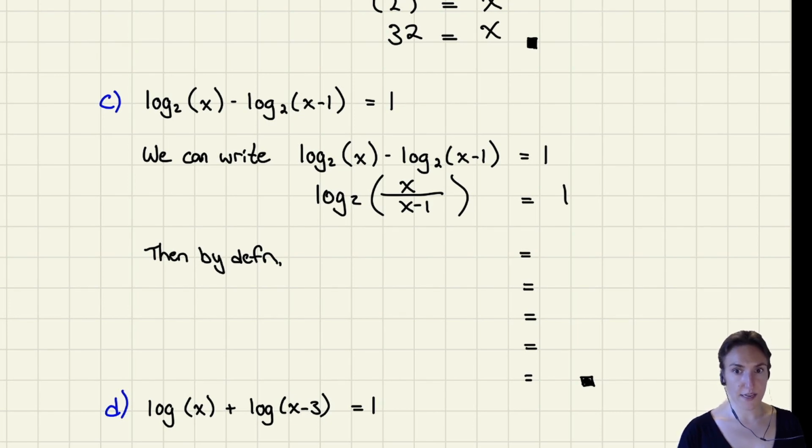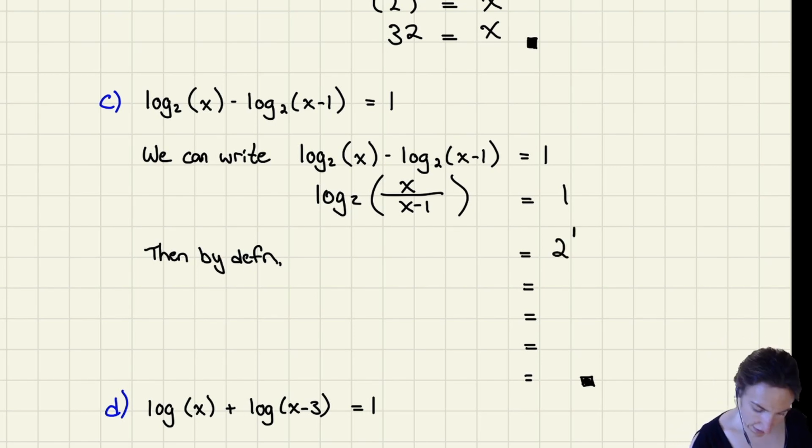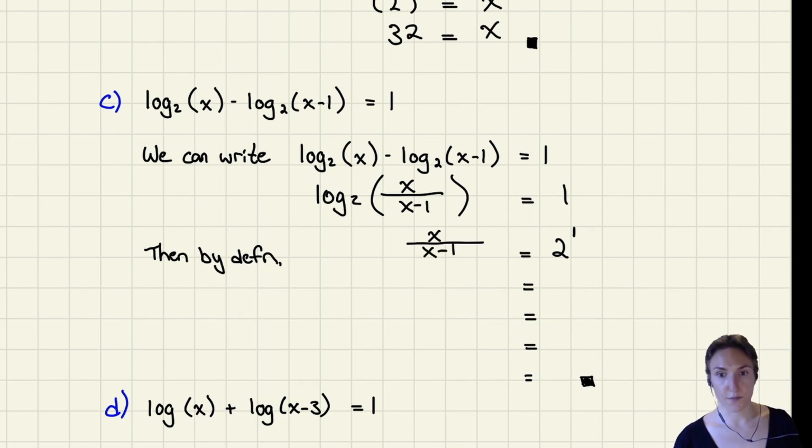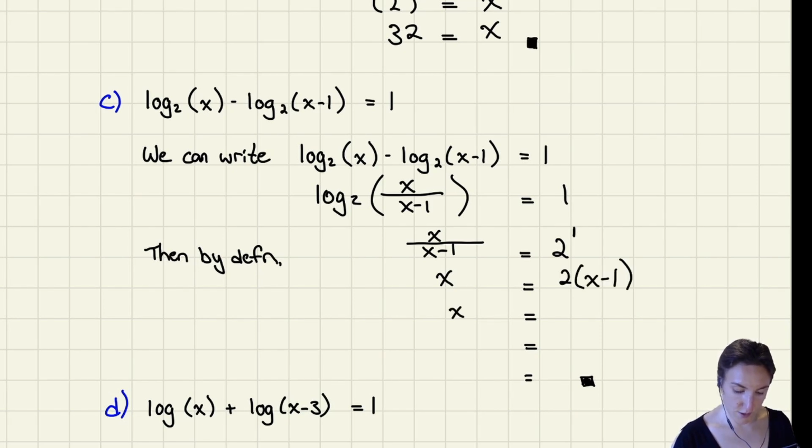So what is the base that I'm working with here? I'm working with a base of 2. Okay, all of the log stuff is equal to 1. And then I have x divided by x minus 1. And I want to solve for my x value. So I'm going to bring this thing up here with the 2. So I have x is equal to 2 times x minus 1. Okay, so I have x equals 2x minus 2.